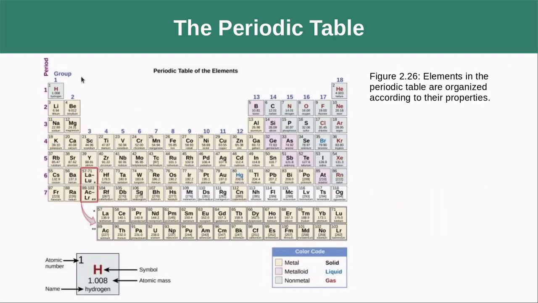So we can see that we have group 1, group 2, group 3. All of the elements in group 1 are going to have similar properties, just like all of the elements in group 18 are going to have similar properties. And there's some additional level of organization that we have here as far as these are our metals, these are our metalloids, and these over here are our non-metals.